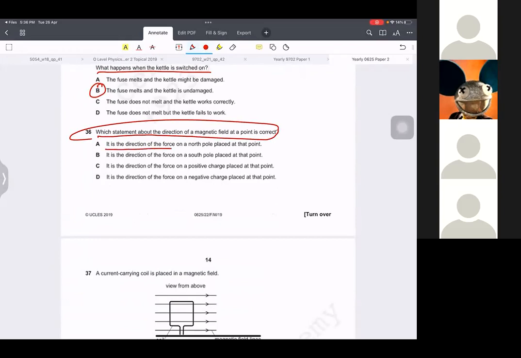It is the direction of force on a North Pole placed in that field. It is the direction of force on a South Pole. No. It is the direction of force on a positive charge. It is the direction of force on a negative charge. This one is correct. Why? Because when you put a compass needle right on North, the needle points away. So that's the direction of force.